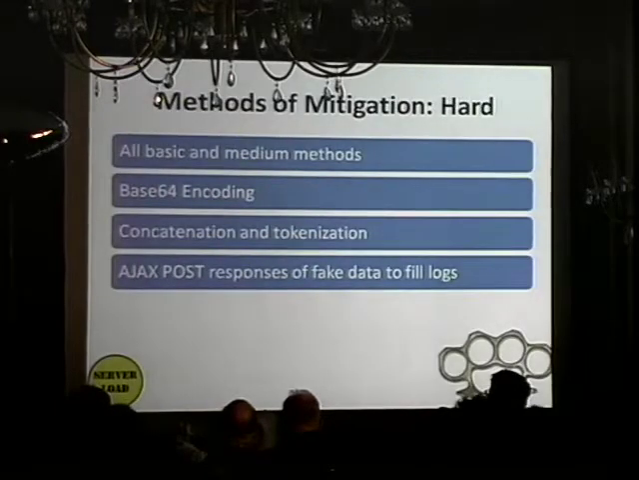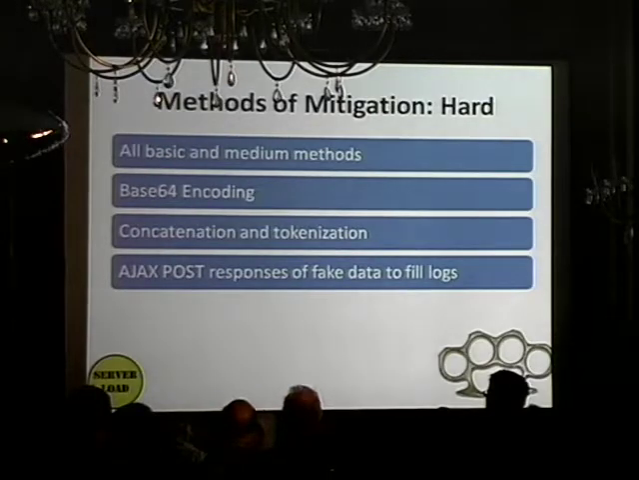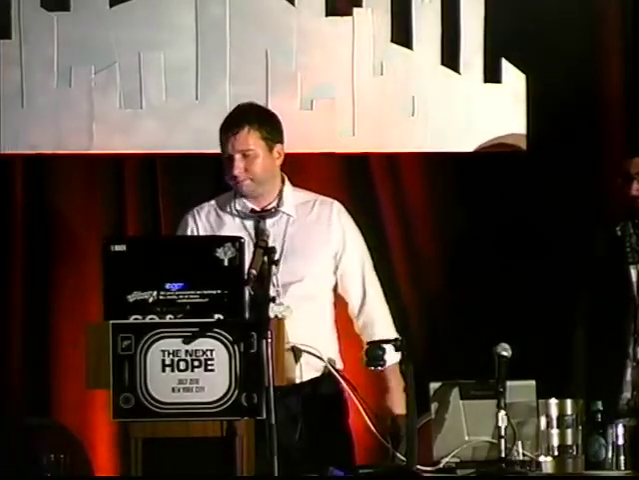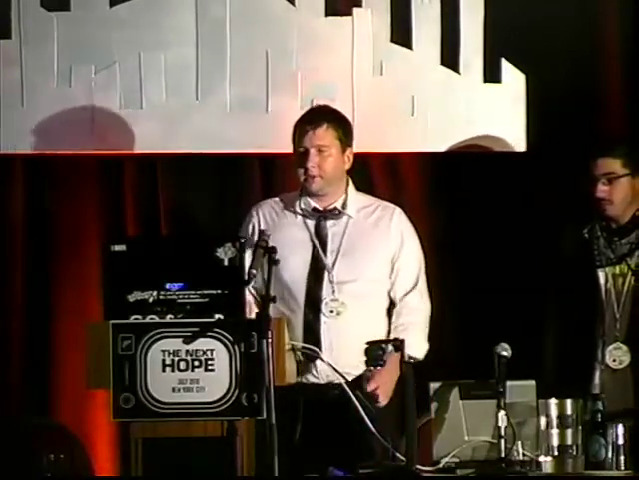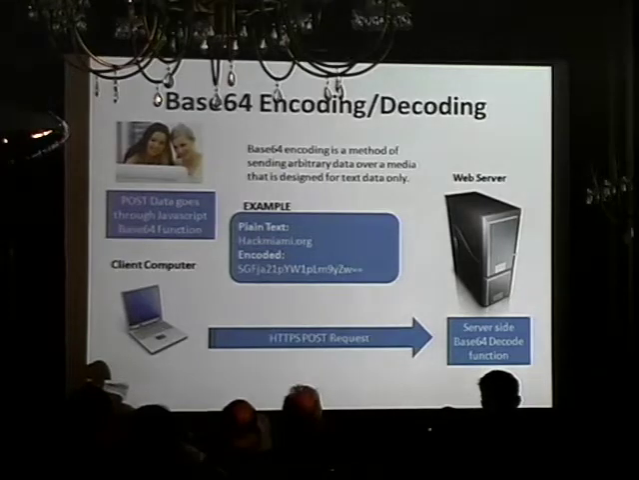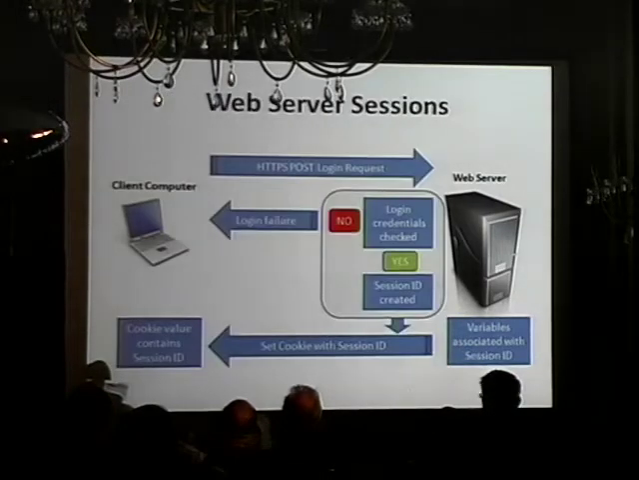Methods of mitigation, hard. This we actually introduced base64 encoding and concatenation and tokenization of the values. This is a little more difficult. It's a little harder on the server side. And we use AJAX posting messages to fill the logs with fake data. This is the basics of base64 encoding and decoding, if anybody doesn't know. Base64 is a way of sending arbitrary data over a textual-based medium and can be very useful in obfuscation techniques.